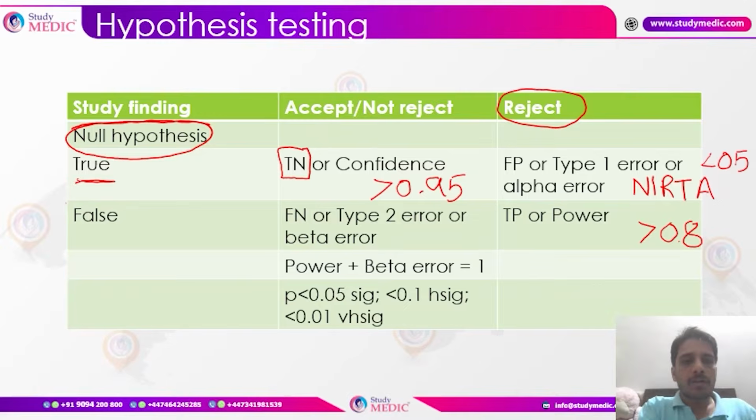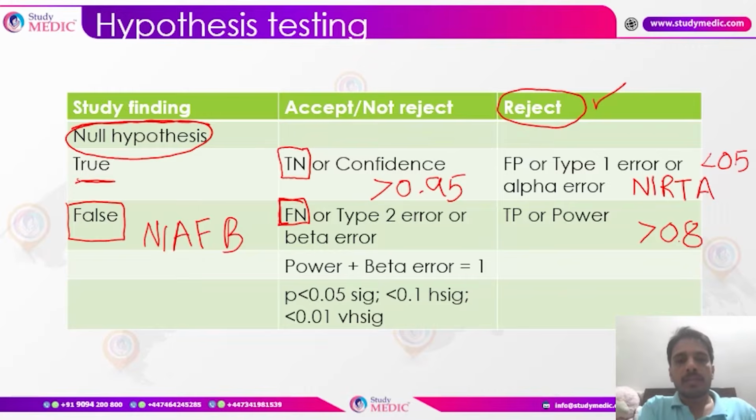When the null hypothesis is false, we should have rejected this null hypothesis in our study. Instead, we are not rejecting or accepting it. That is, the null hypothesis is accepted even when false. Then it is called a false negative finding. We are giving a false negative finding. And this is also called the type 2 error or beta error. This should be less than 20%. Usually, power, that is the true positive, plus the false negative is always equal to 100%, that is 1, using which we can either calculate power given beta error, or beta error given the power.